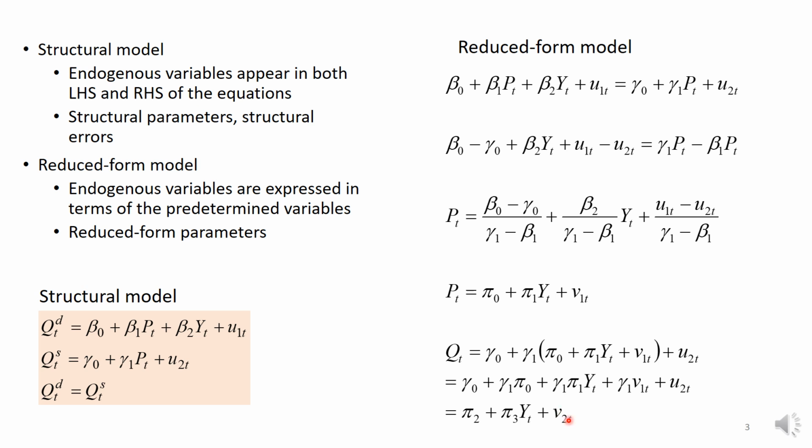So from here, this pi naught, pi 1, pi 2, and pi 3, these are what we call the reduced form parameters. This new term, it looks like it's V, this one and this one would be your reduced form errors.